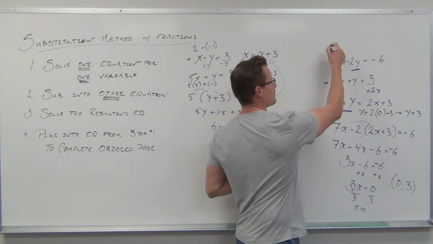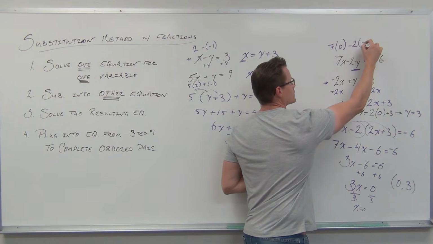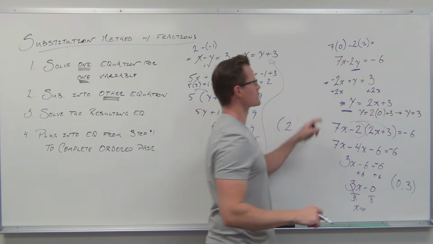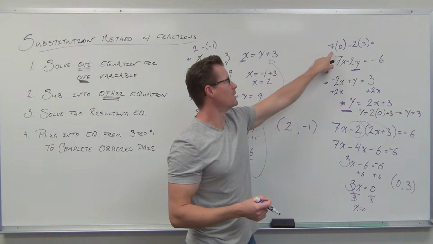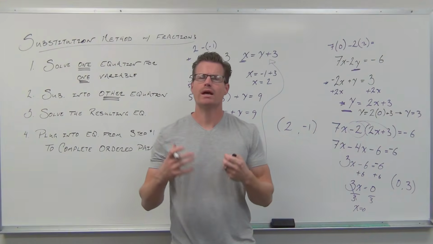Let's plug it in here. 7 times 0 minus 2 times 3 equals 7 times 0 is 0. Minus 6, that's negative 6. Oh, it works. Now I know that I'm right.